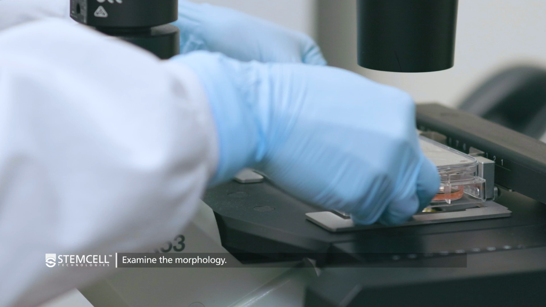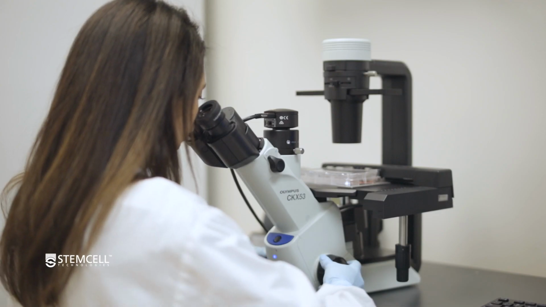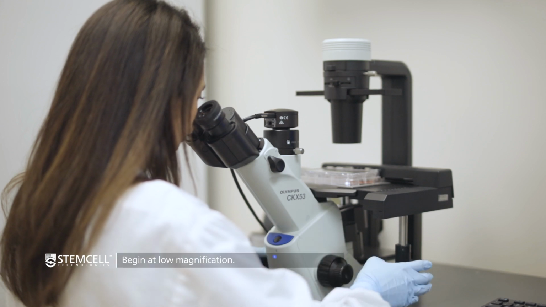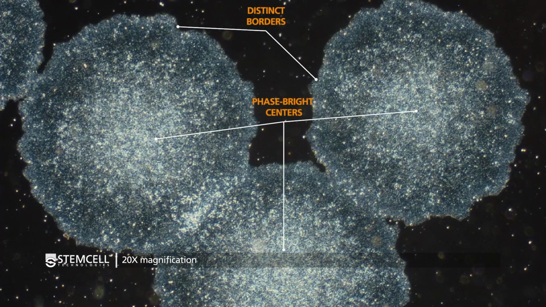Start by examining the morphology of the cultures under the microscope. Using a phase contrast microscope, begin at low magnification and scan the well to assess the quality of the PSC morphology. To reiterate, at the time of passage, PSC colonies should be relatively large, cells should be tightly packed, exhibit phase brightness at the center of the colony due to multilayering, and have a distinct border. It is also normal to see colonies merging at this stage.